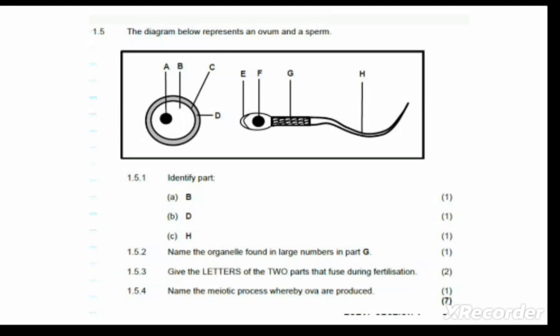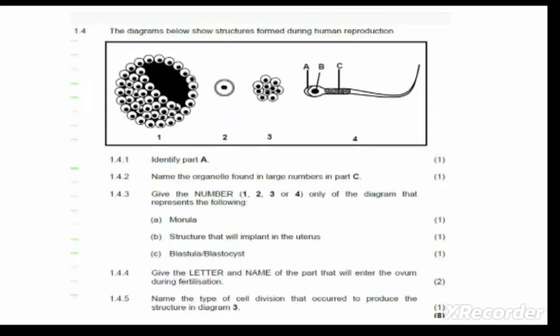Give two letters of the parts that fuse during fertilization, that is A and F. Those are the nucleus of an ovum and a sperm cell. They fuse together during fertilization to form a zygote. Name a meiotic process whereby ova is produced, that is oogenesis, because it happens in females. So let's look at the next set of questions.